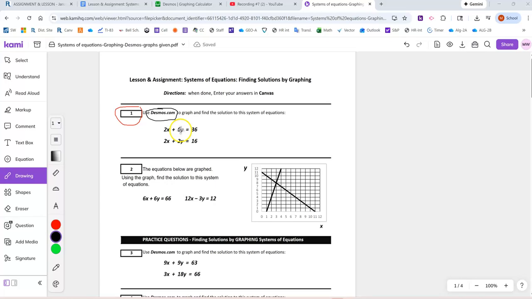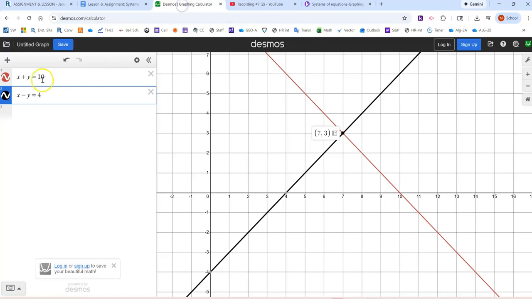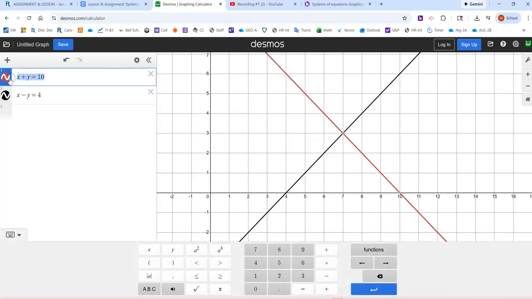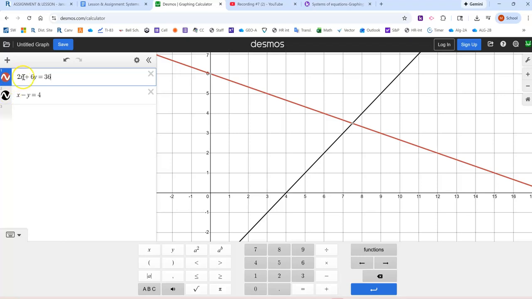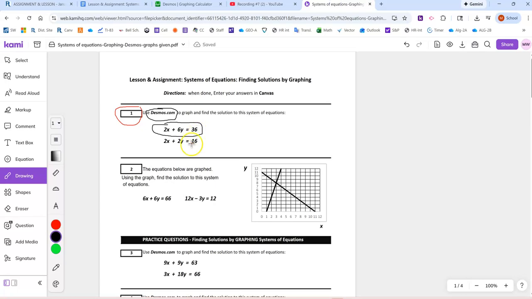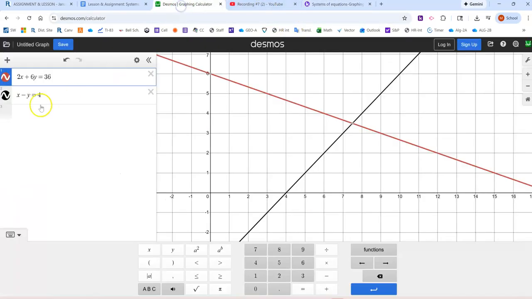Okay, so the first equation we have is 2x plus 6y equals 36. So I'm going to go to Desmos and enter that in. You're going to have to remember it. 2x, 6y, 36. So I'm going to just put my cursor here and type over it. 2x plus 6y equals, I think it's 36. Is it 36? It's the red line, so it's this one. Let me just make sure. 2x, 6y, 36, yes. The other line is 2x plus 2y is 16.